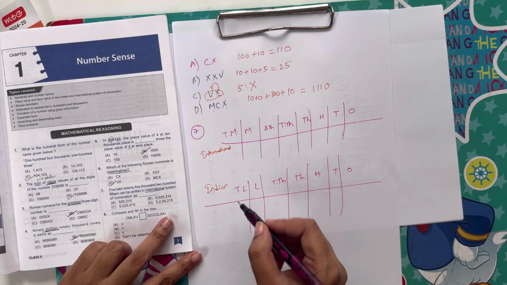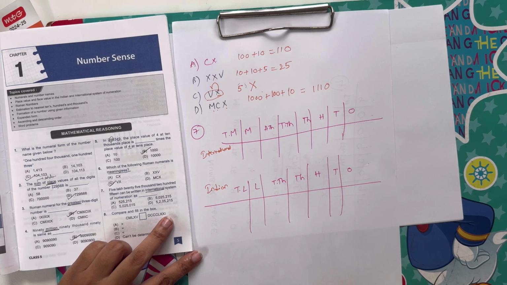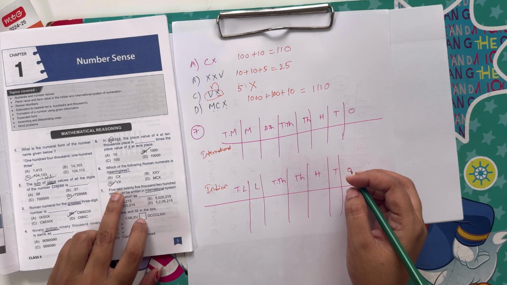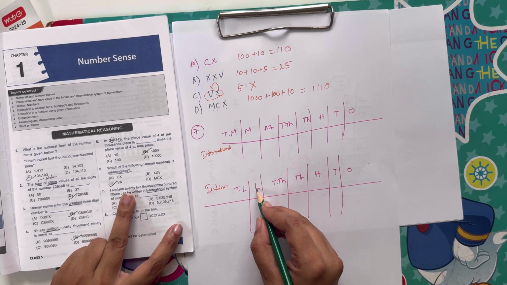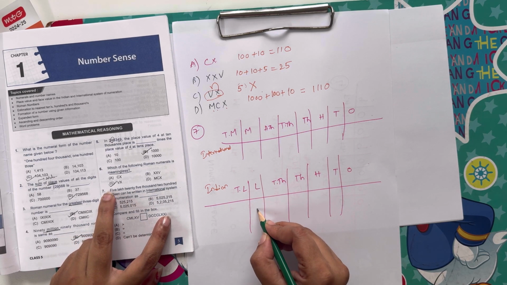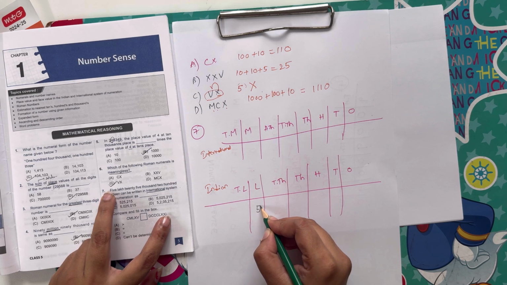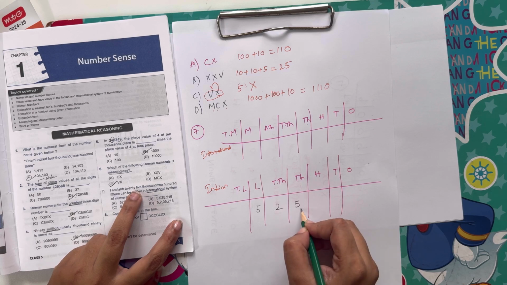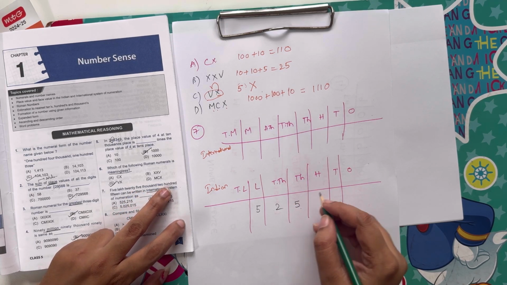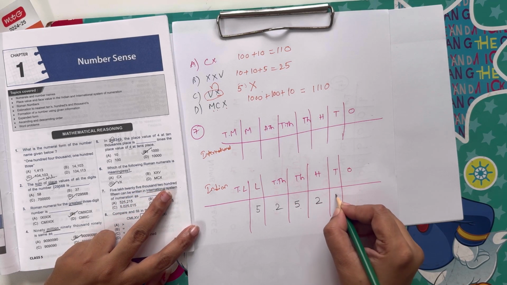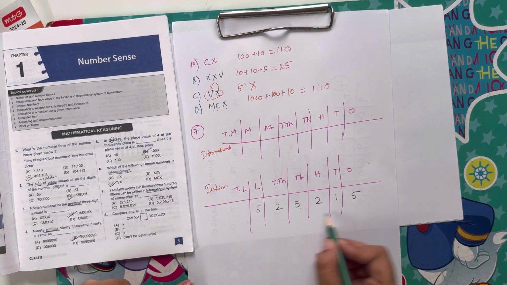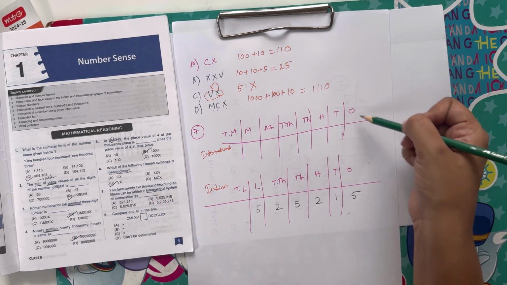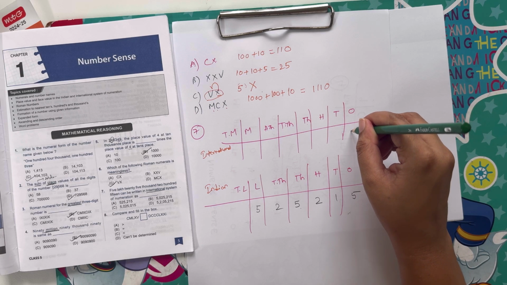This is an Indian format. So first let us put this. So 5 lakh. Where is lakh? 5 is a single digit number, so I'm starting here. 5 lakh, 25,000, 25,215. So this is the format they gave for Indian system. Now you need to convert this into international system.